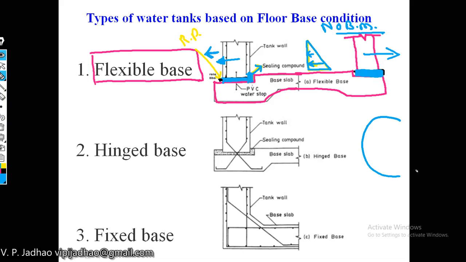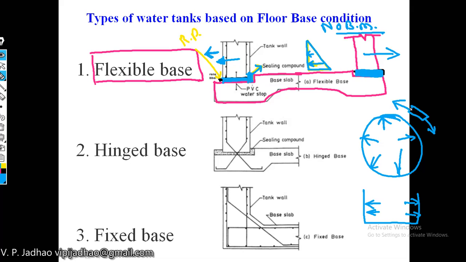You know what is hoop tension? If some circular water tank is there, what will happen? The water pressure will be acting in all directions on the walls of your water tank like this. Let us consider this is your elevation, so pressure will be acting like this in all directions. Due to this, some hoop tension is developed. If you consider a small element of this water tank, some hoop tension will be developed like this, and it will not cause any bending moment.